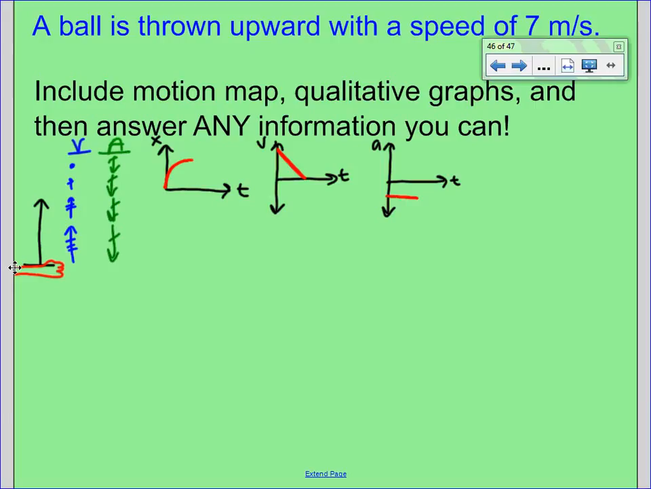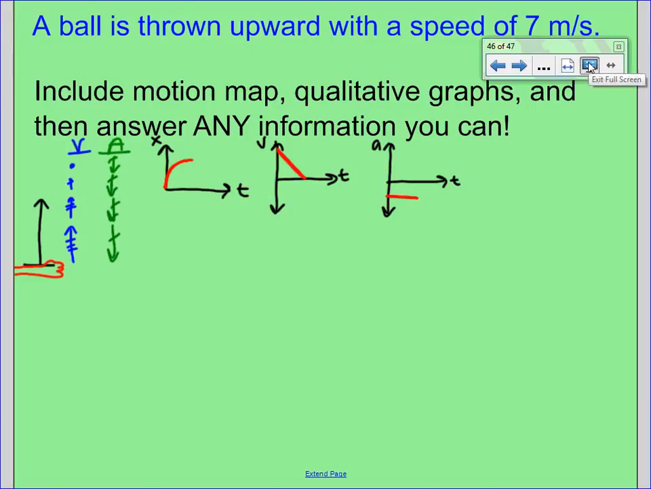All right, now notice what the acceleration is doing on my motion map. Since the object is slowing down, and the velocity vectors are pointing up, the acceleration arrows or acceleration vectors have to be pointing down. And the acceleration is being caused by gravity.